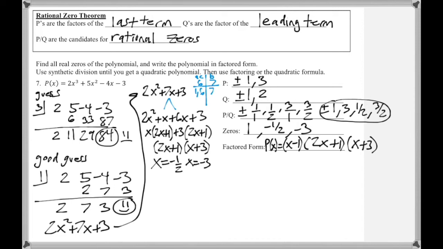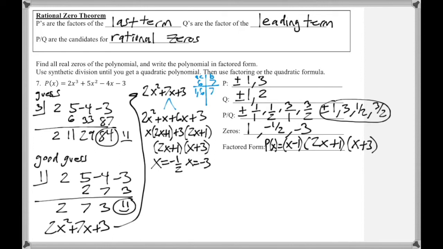Now a couple things before I talk about how to make a good guess. With the 2x plus 1, make sure that you don't put x plus 1/2. Because x plus 1/2 will get you the same number here, it won't get you the same polynomial when you redistribute it. So for answers that are fractions, make sure you put it in this form, 2x plus 1, and not x plus 1/2, because it won't work if you try to redistribute it back to the original polynomial.